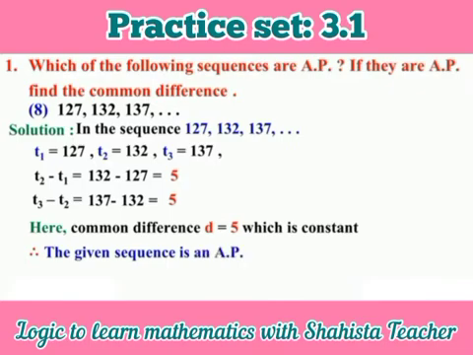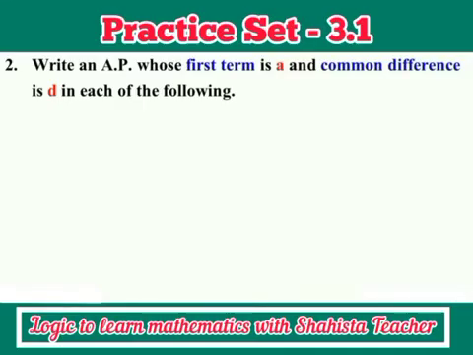Okay, my dear students, so simple and easy to understand all these 8 sums. Yes. Now let's solve question number 2. Write an arithmetic progression whose first term is A and common difference is D in each of the following.